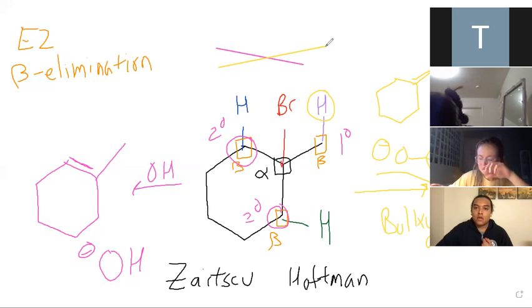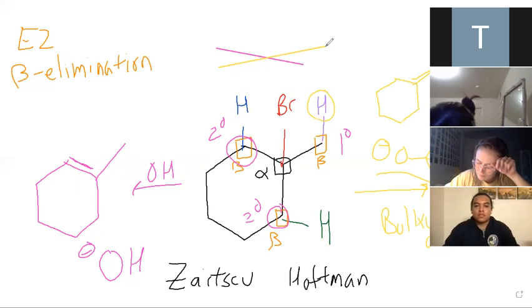Zaitsev is preferred with small bases. Hofmann's preferred with bulky bases. So if your base has tert-butyl or isopropyl groups, it will give you the Hofmann rule. If it doesn't have it, assume the Zaitsev rule.